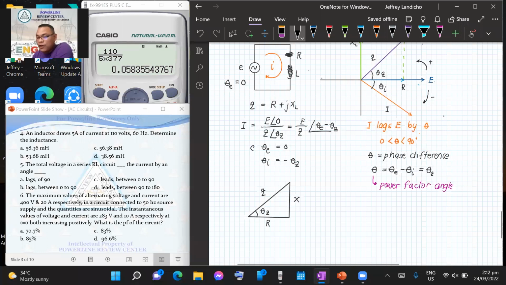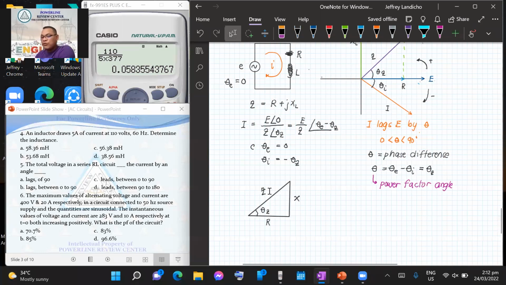Kaya by Pythagorean theorem, pwede mong kunin yung magnitude ng impedance. Pwede mong kunin yung angle using tangent function. Kung gusto mong kunin itong reactance na to, using sine function. Kung gusto mong kunin yung value ng R using cosine function. So using this impedance triangle, majority of the formula makikita mo dito.